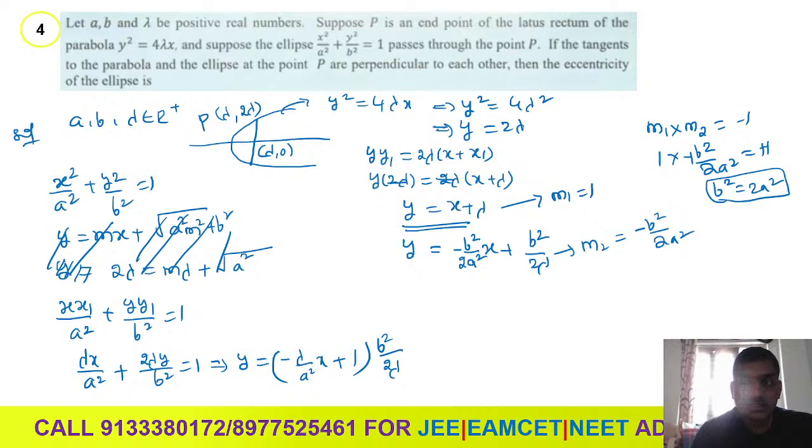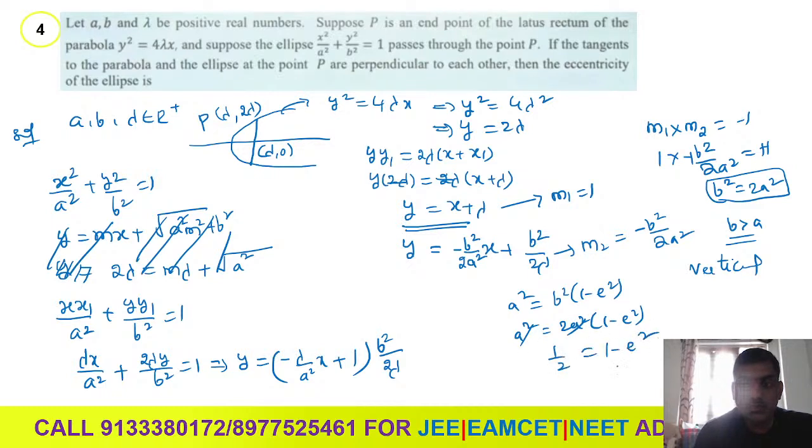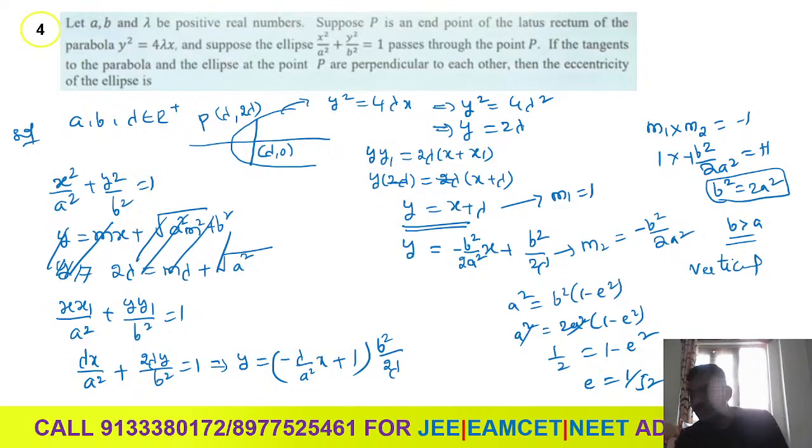What they are asking is the eccentricity of the ellipse. Here b square is greater than a square, so b is greater than a, which means it is a vertical ellipse. For a vertical ellipse, a square equals b square times 1 minus e square. So a square equals 2a square times 1 minus e square. Then 1 by 2 equals 1 minus e square, and e equals 1 over square root of 2. So the eccentricity of the ellipse is 1 over square root of 2.